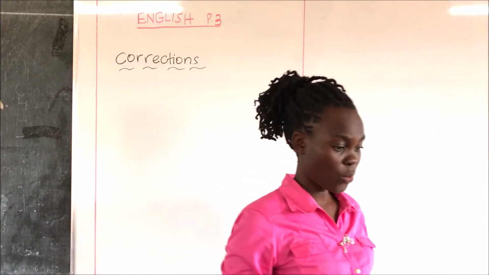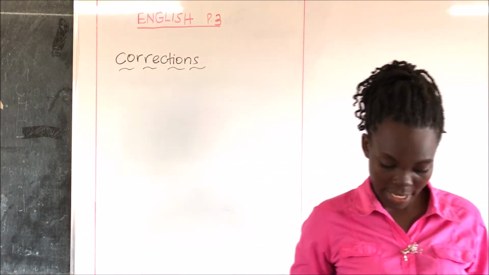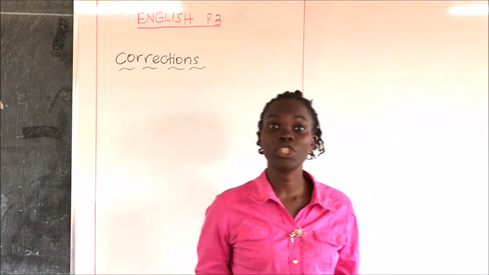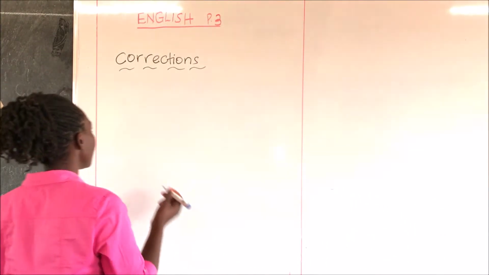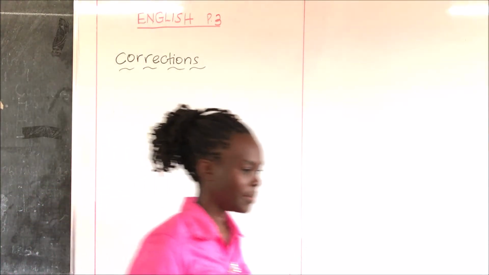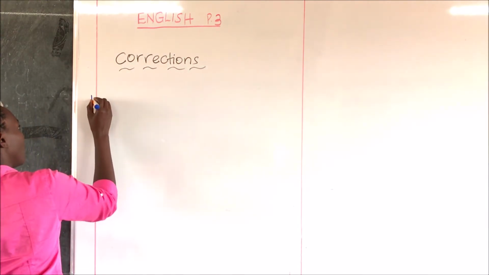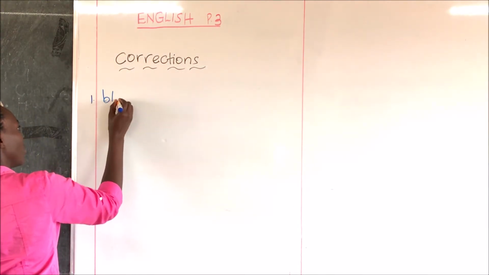So I hope you have opened where you wrote last time, and straight away we are going. Number 1, what is the color of charcoal? The answer is black. What is the color of charcoal? And the answer is going to be black.